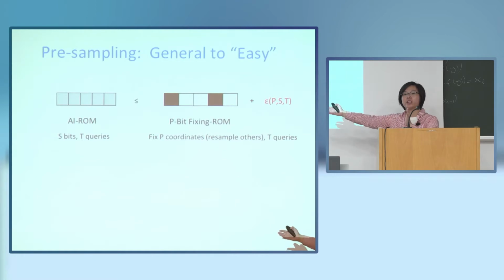But the other locations are resampled, so they have no correlation. But it's more leakage than what you leak just from the fixing. I mean, the fixing will leak P bits, and you get P times log n just from the location. So in this talk, we don't care about log n.